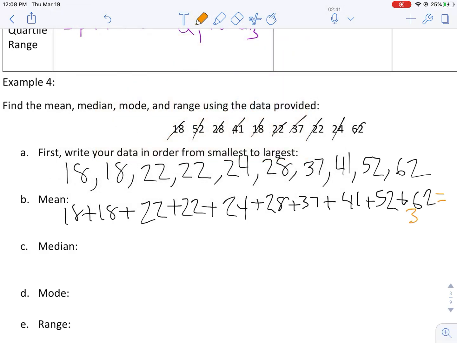324. All right, so 324, I'm going to divide that by 1, 2, 3, 4, 5, 6, 7, 8, 9, 10. So 324 divided by 10. So that is going to give me a mean of 32.4. So my X bar is going to equal 32.4.